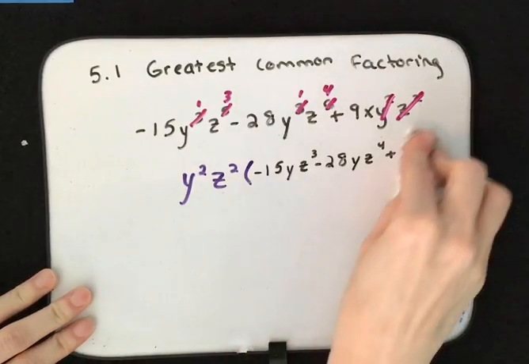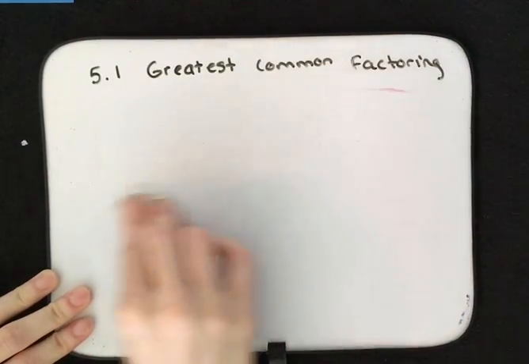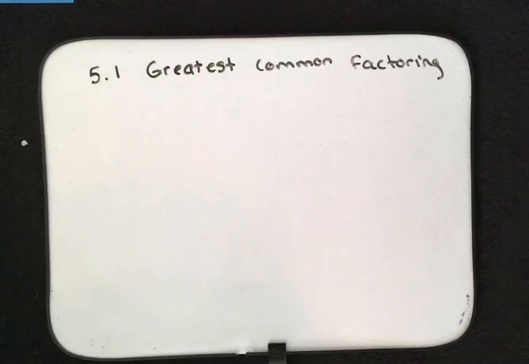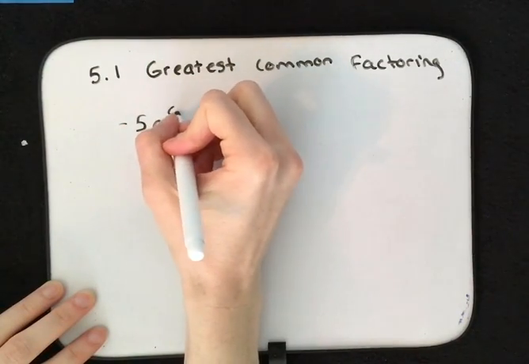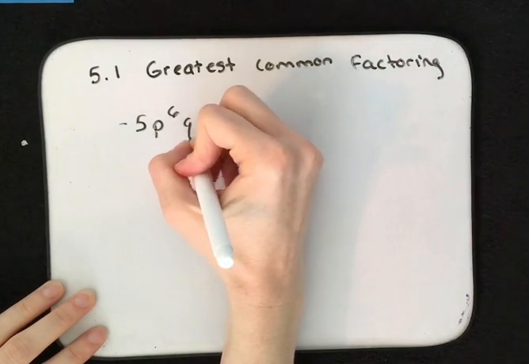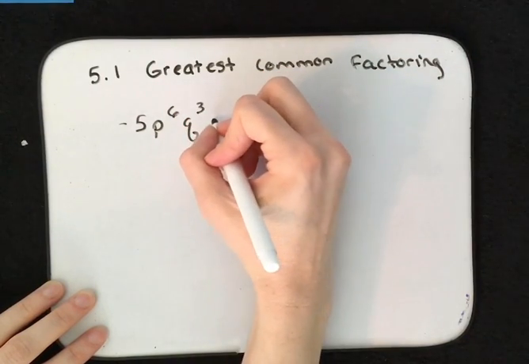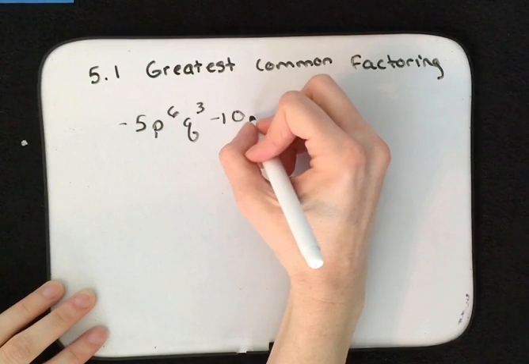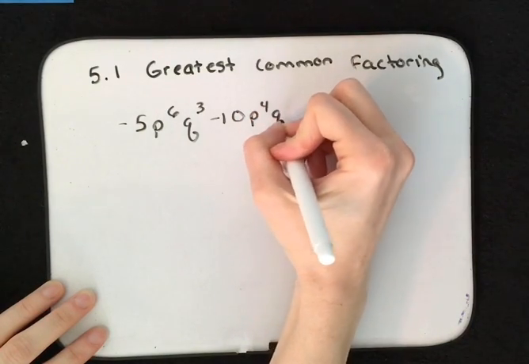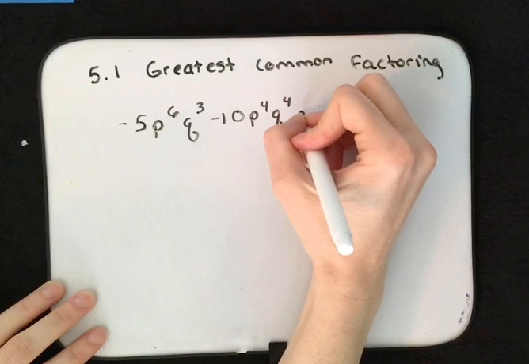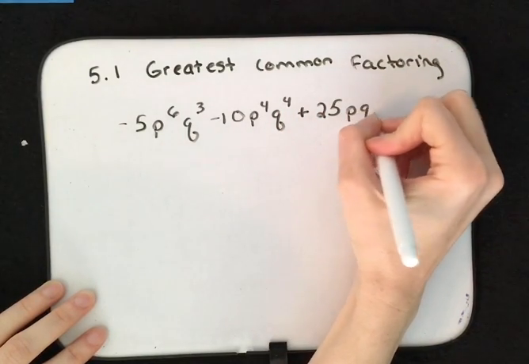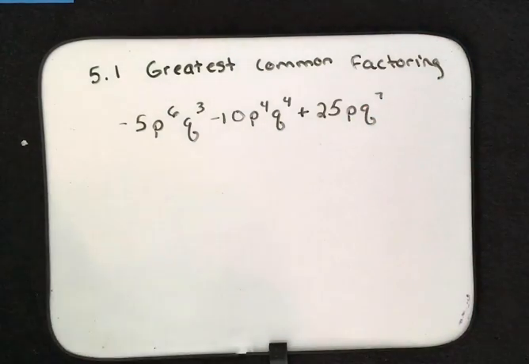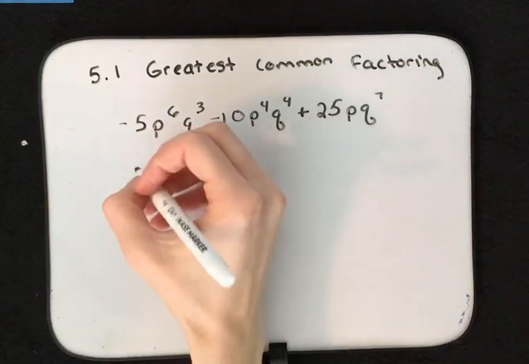Let's try again. Negative 5 p to the sixth, q to the third, minus 10 p to the fourth, q to the fourth, plus 25 p q to the seventh. So let's look through. 5, 10, 25. So I can take a 5 out of all of those.